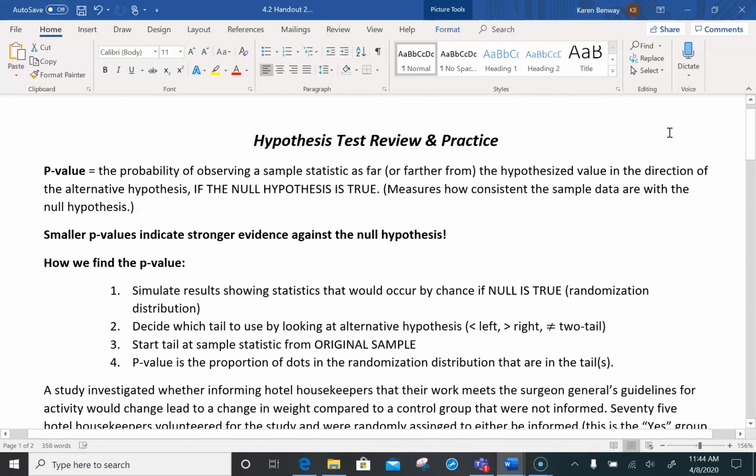I had a request for a little bit more practice and a little bit more help learning how to find p-values. And so I am making this little video to walk through a couple more examples.